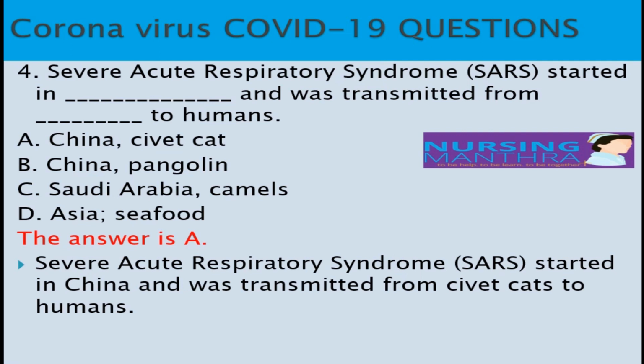Question 4. Severe Acute Respiratory Syndrome, SARS, started in which city and was transmitted from dash to humans? A. China, civet cat. B. China, pangolin. C. Saudi Arabia, camels. D. Asia, seafoods. The answer is A. China, civet cat. SARS started in China and was transmitted from civet cat to humans.